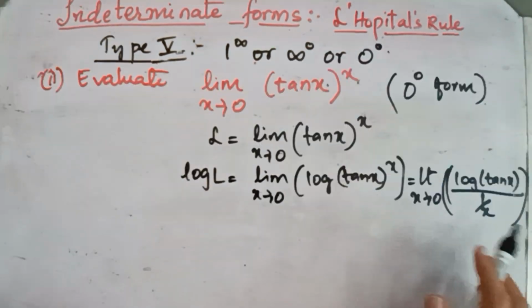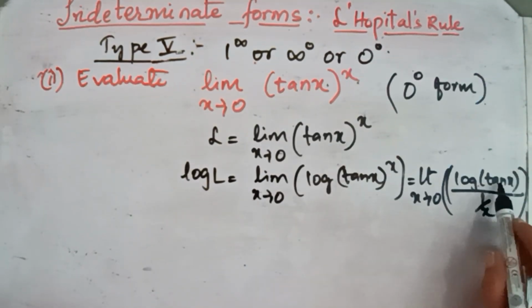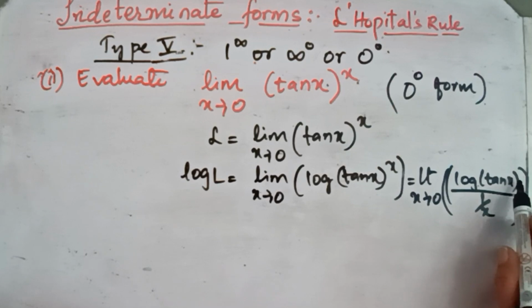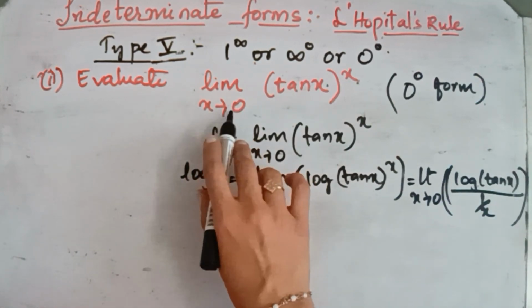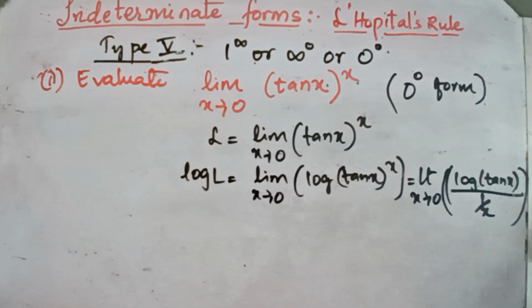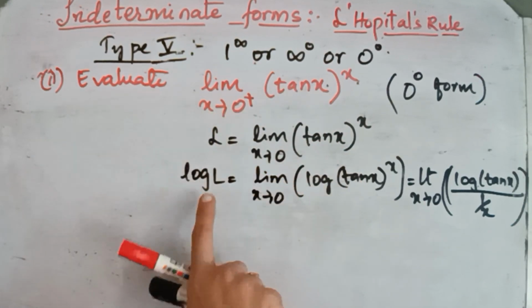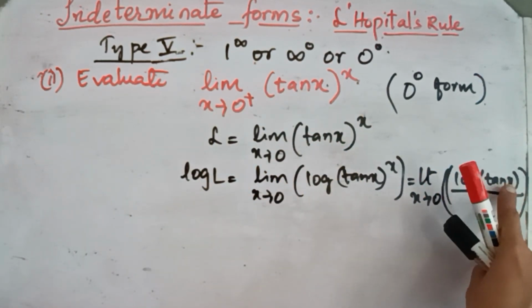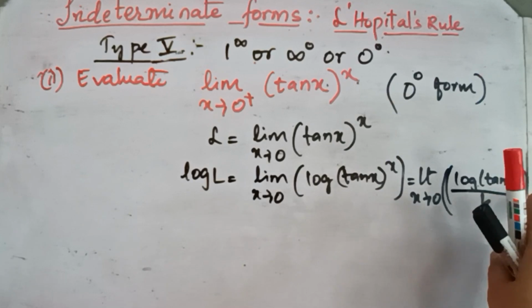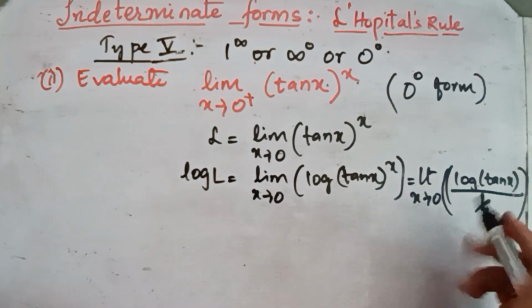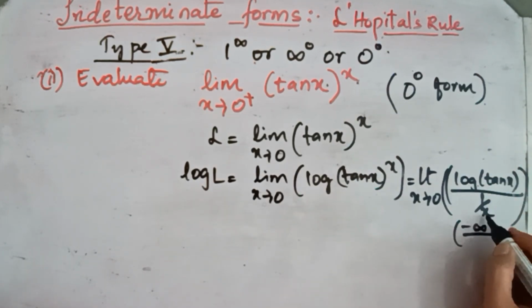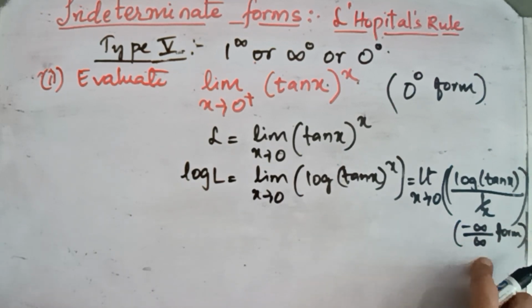So when you apply the limit, this gives you log of tan of 0. Tan of 0 is 0, so log of 0 equals minus infinity. Actually here x should tend to 0 from the right side. Here I should mention x tends to 0 from the positive side. Then it makes sense: log of 0 from the positive side gives you minus infinity. So this gives you minus infinity divided by 1 by 0, which is also infinity. Minus infinity by infinity form. Therefore, now you have to apply L'Hospital's rule.